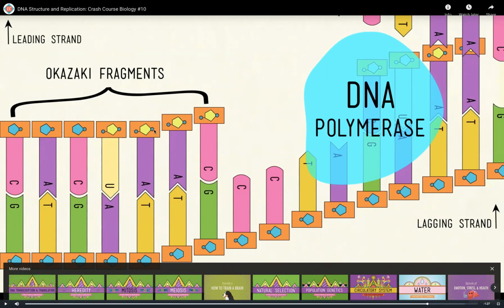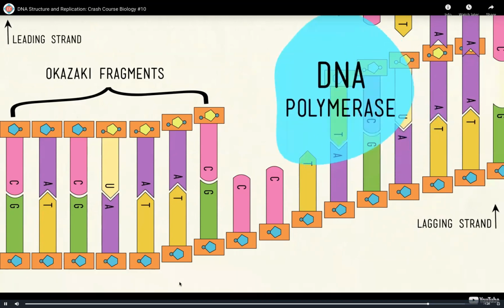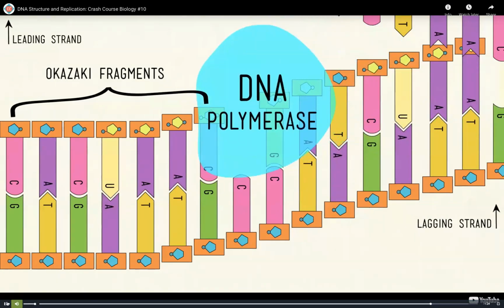And they go in these fragments, and these fragments are called Okazaki fragments. But it gets formed the same exact way. You need an RNA primase to start it, and then a DNA polymerase to finish out the rest of the chain. A couple of married scientists discovered this step in the process.